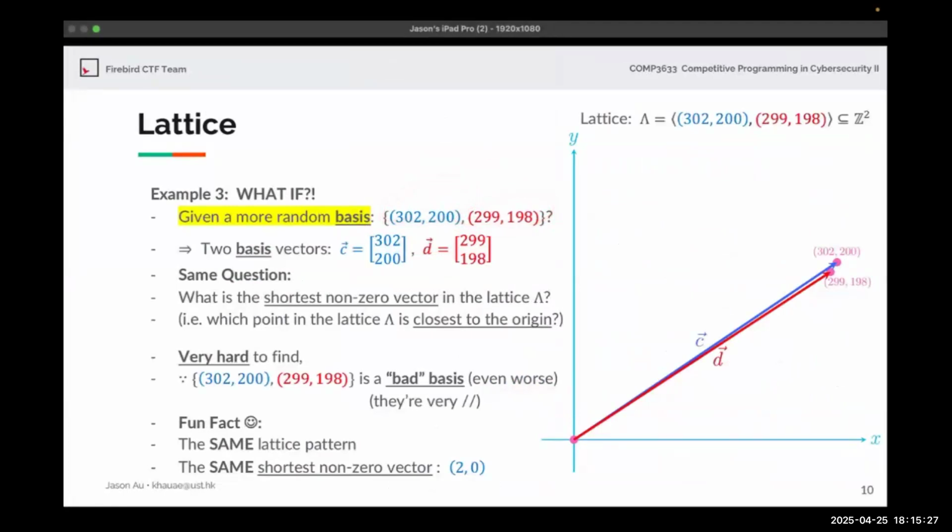So the two basis vectors are basically some 300-something, 200-something. And if I ask you what is the shortest non-zero vector in this lattice, you may think that is really hard to find. It's an even worse basis because the vectors are very parallel to each other and very long. But the fun fact is that they actually generate the same lattice pattern as the previous two examples. As they have the same lattice pattern, they also have the same shortest non-zero vector, which is also (0, 2).